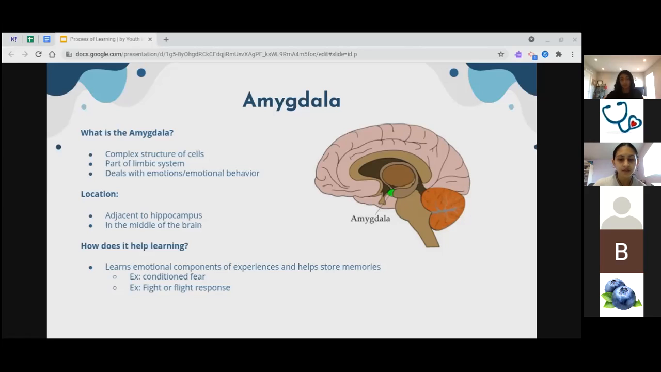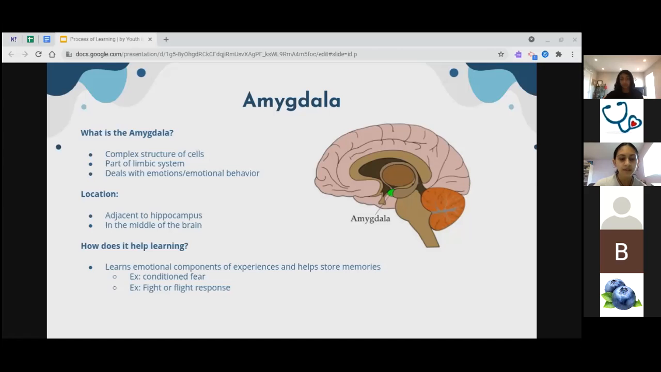The amygdala is related to learning, more specifically, the learning of emotional components of experiences. It also helps store memories. Some examples of the amygdala's function include conditioned fear and the fight or flight response. Conditioned fear, simply put, is a form of learning in which an experience is linked to bad emotions. The amygdala recognizes this and brings up the same bad emotion of fear when a similar incident is experienced.